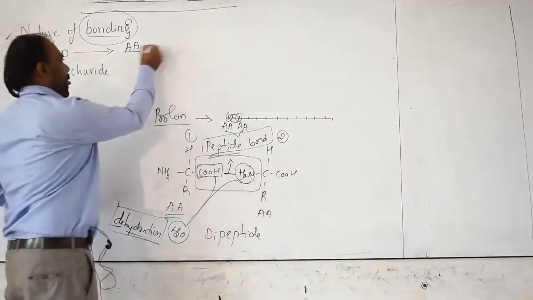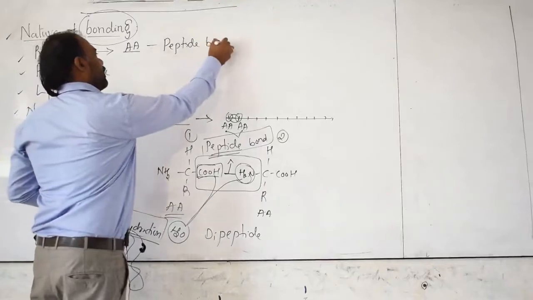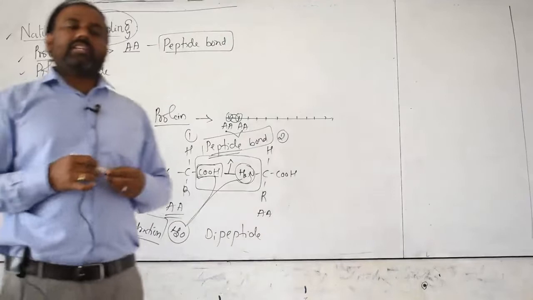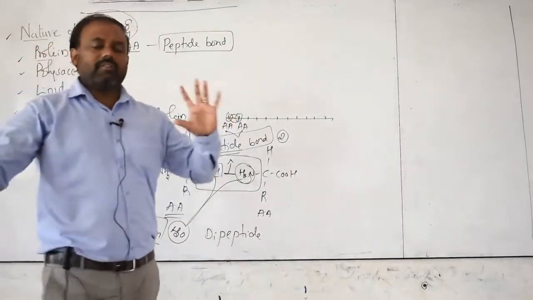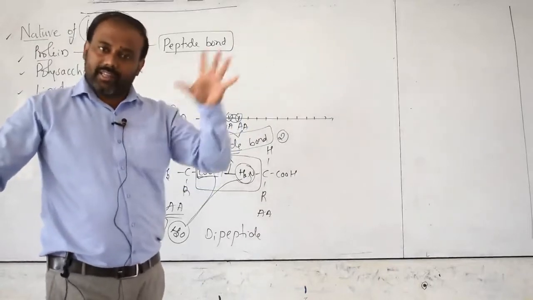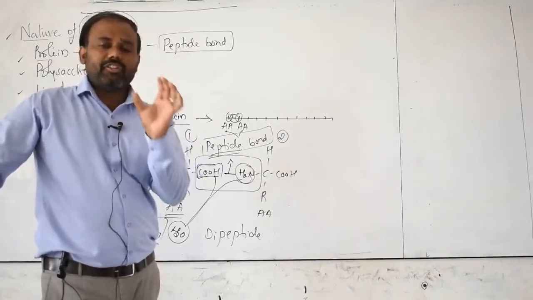First answer is peptide bond. So what are the things we need to understand? The protein is nothing but a complex food molecule which is made up of a long chain of amino acids. In that, two amino acids are held together by which bond?